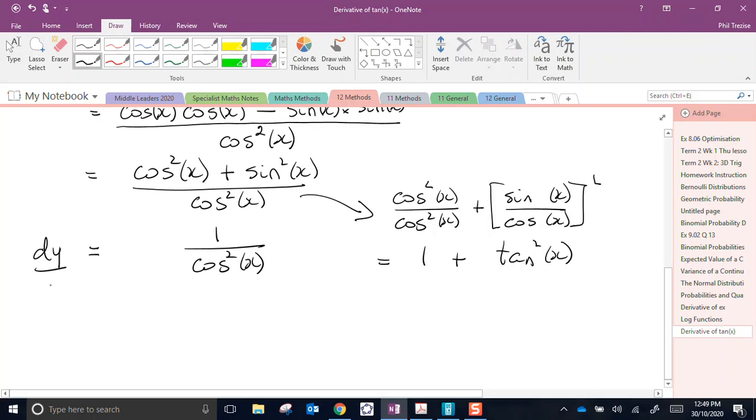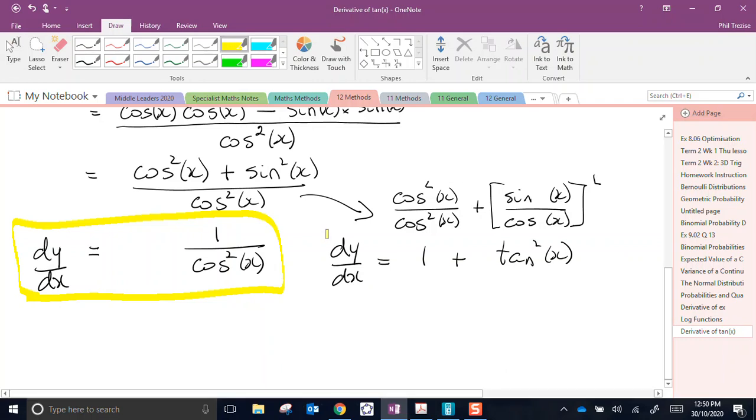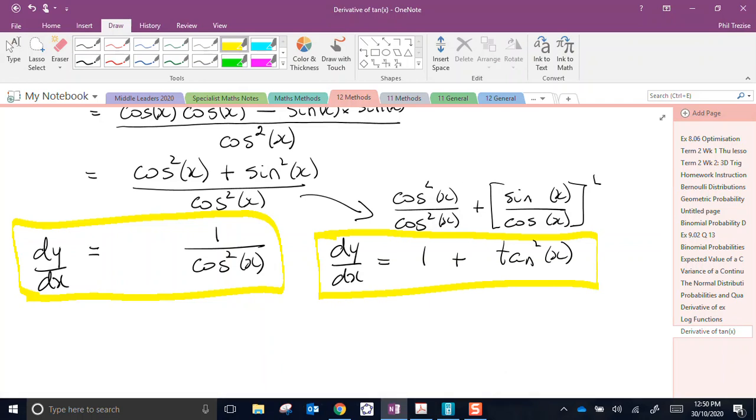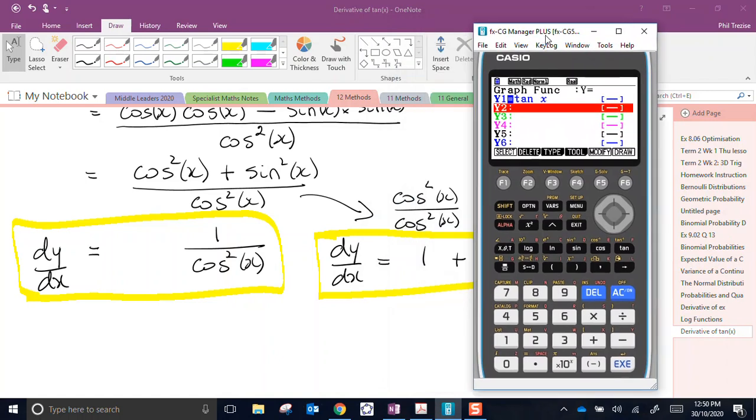dy dx, that is the derivative of tan x, can be expressed as 1 over the cosine squared of x. Equally well, dy dx, the derivative of tan, can be expressed as 1 plus the tan squared of x. There's no right or wrong, they're both just as good as each other, and which one you choose, well, that's really up to you. Now, I want to finish with a quick demonstration.